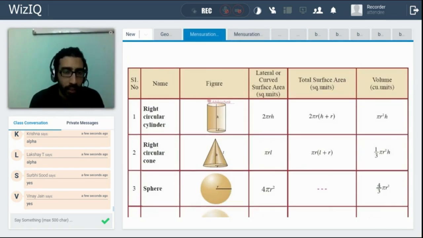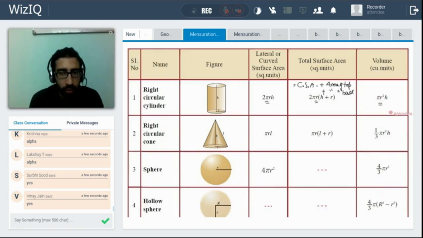So for a right circular cylinder, curved area is 2 pi r h, and total surface area is curved surface area plus area of base and area of top. The total surface area is equal to curved surface area plus area of top, which is pi r square, plus area of base. And volume is pi r square h.